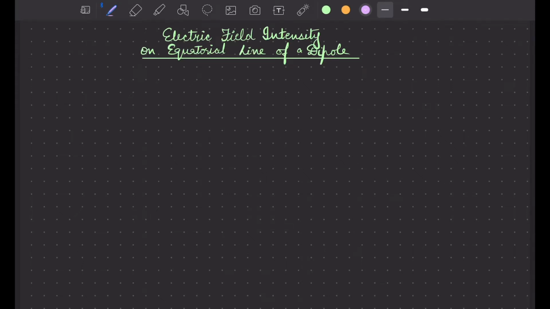Lately we discussed the article Electric Field Intensity on an Axial Line of a Dipole, but now we are going to talk about the electric field intensity on an equatorial line of a dipole. In order to understand this article well, we first of all need to talk about the diagram in detail.